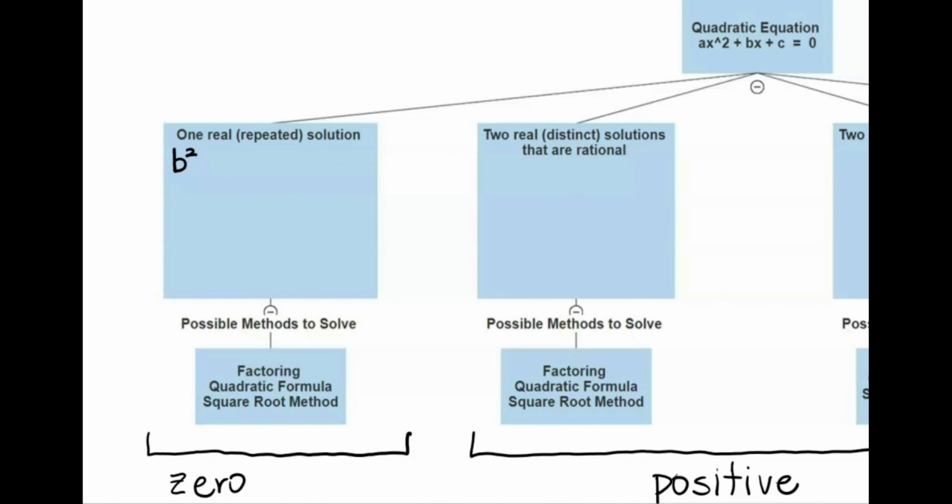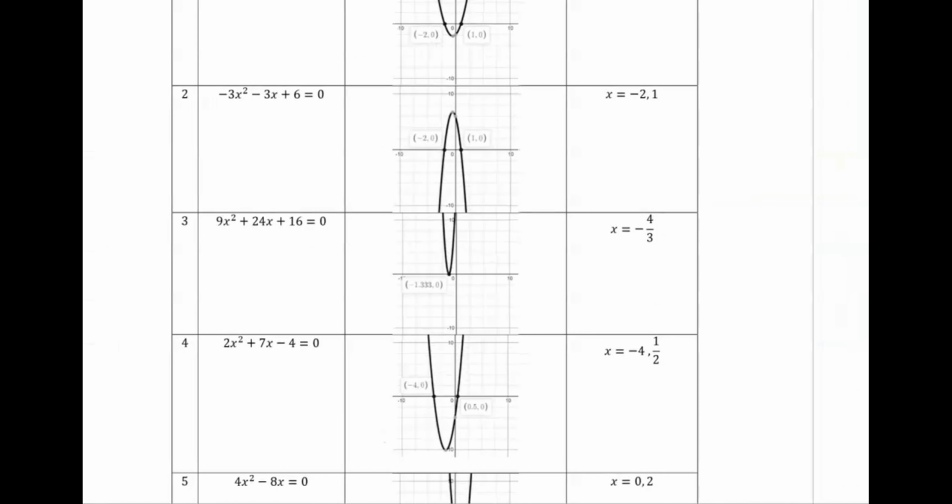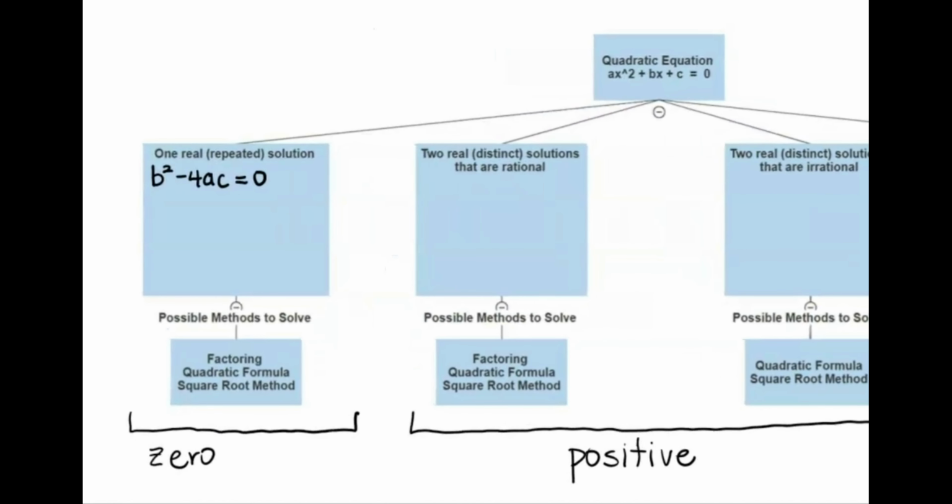If b squared minus 4ac is equal to 0, that means that you can expect one real repeated solution. One real solution that is repeated. Just to remind you, that's what was happening up here in example 3. Up here in example 3, this quadratic only had one solution. There was only one place where that function was touching the x-axis. If your discriminant is 0, your options for solving the equation are factoring, quadratic formula, or the square root method. You can use any of those 3 methods.